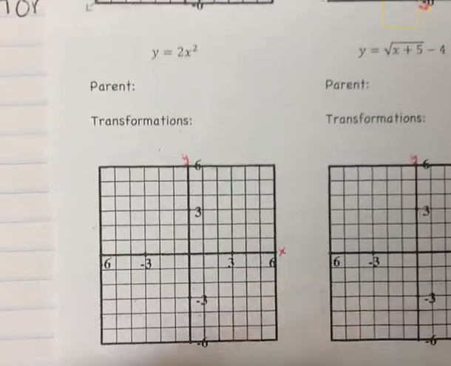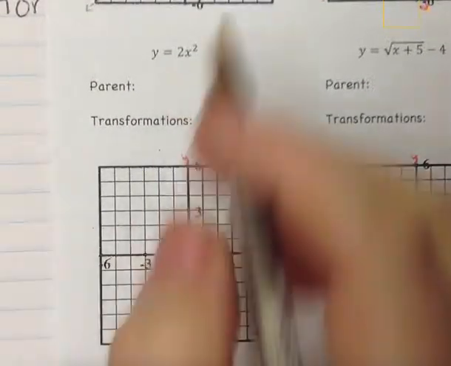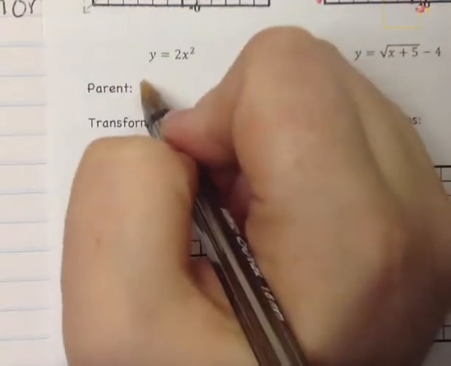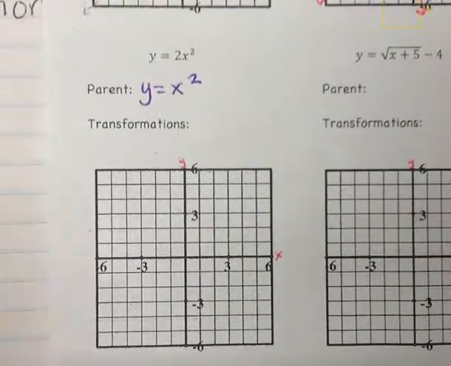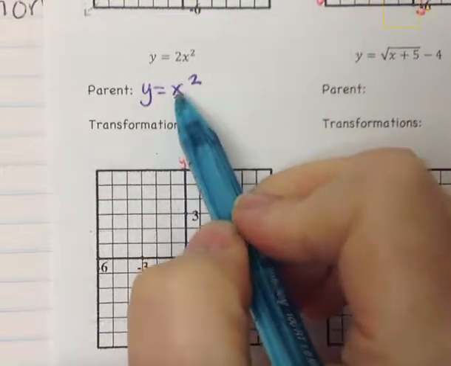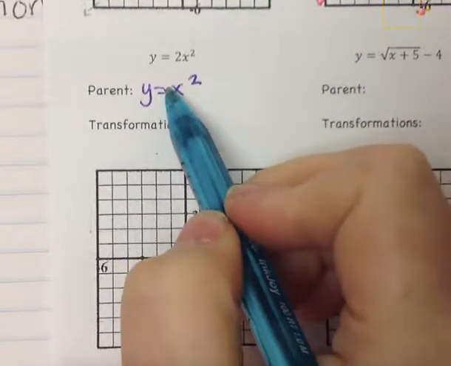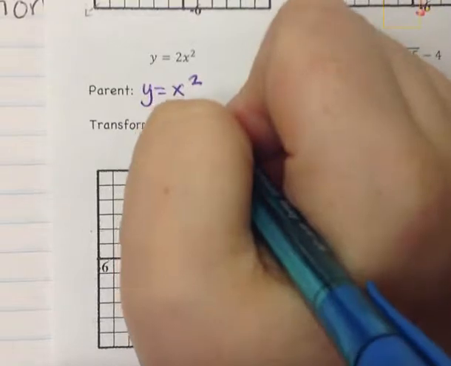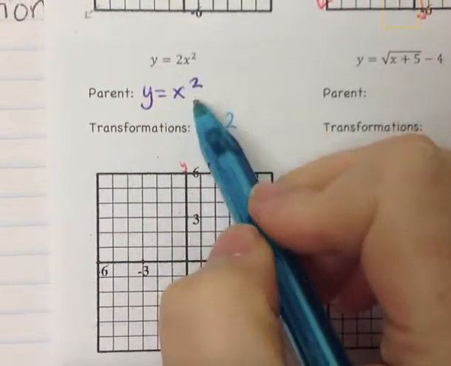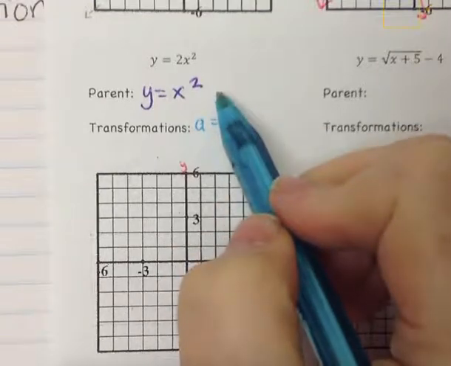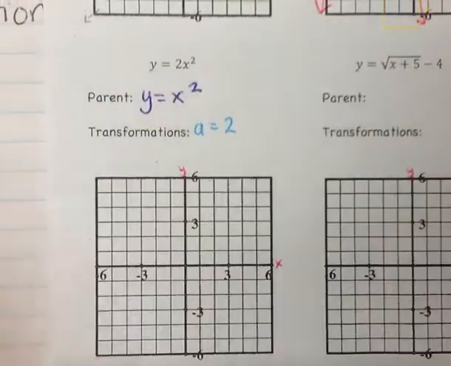On the next example, if we take off all the numbers except the symbol, we're left with y equals x squared. What's happening from the parent function to the new one? The a value has changed to a positive 2. It was already positive, so it just changed to a 2. And nothing else changed. I still have just that x squared.